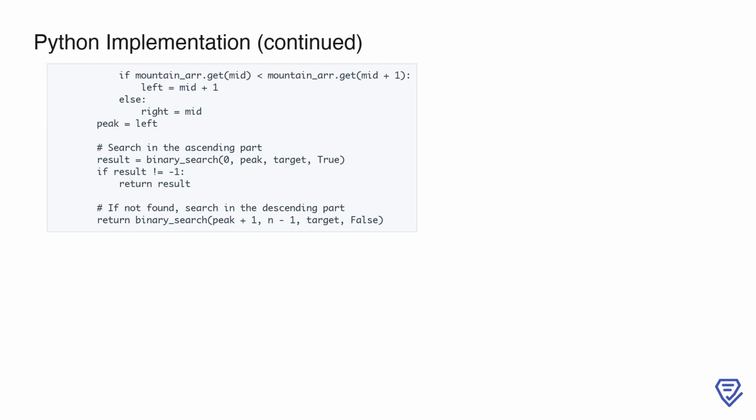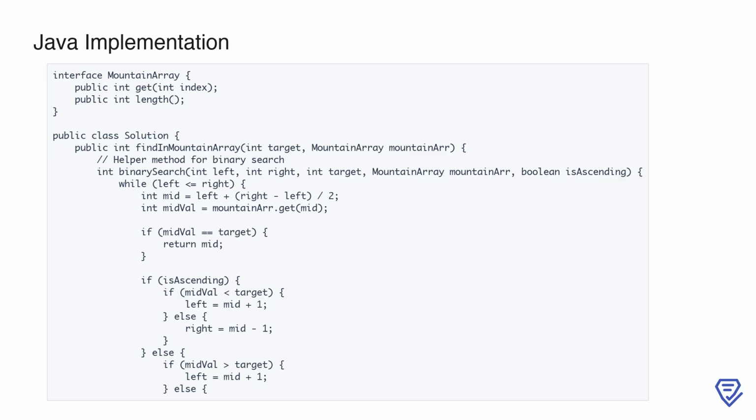mountain array. Here, we define the mountain array interface, which provides two methods: get, to retrieve the value at a specific index, and length, to get the number of elements in the array. Next, we begin implementing our solution. The method findInMountainArray takes the target value we're searching for and the mountain array instance as inputs.